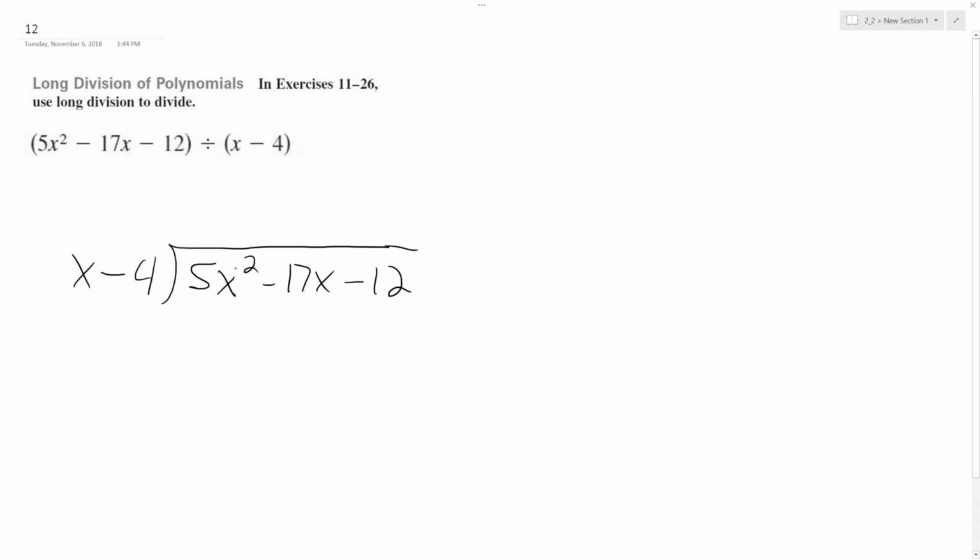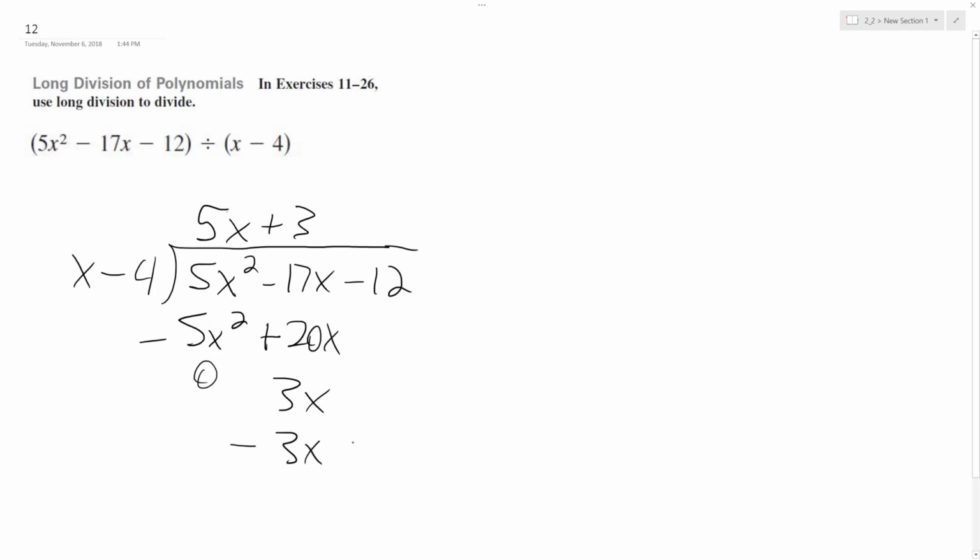So how many times does x go into 5x squared? It goes into it 5x times. So multiply this through. So 5x squared minus 20x, and then switch the signs. So I get 0 here, and then I get 3x out here. How many times does x go into 3x? It goes into it positive 3 times, so 3x.